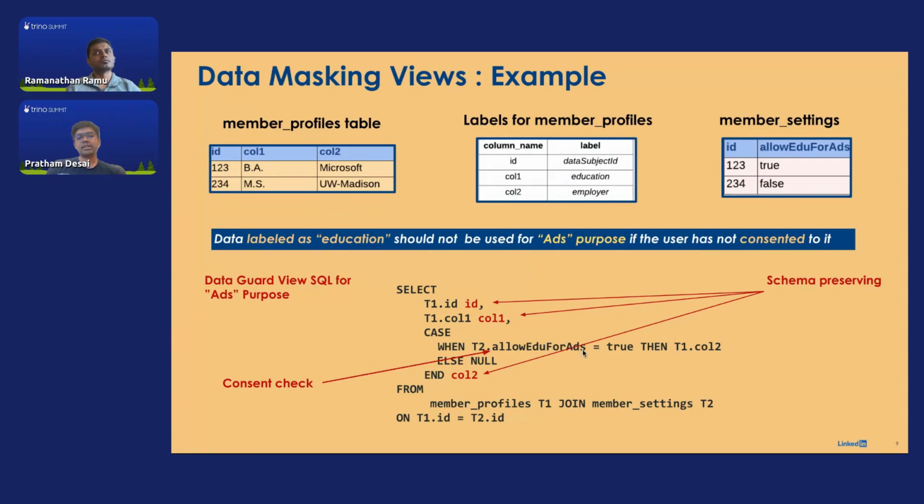In this case, this is what the view will look like for ads purpose. Let's assume that column one is the employer, and column two is education. So the data subject ID and the employer column will pass through, but the education column will be redacted if the user has not consented to it. We use the member settings and member profiles join for doing this, and then derive consents from the member settings table.